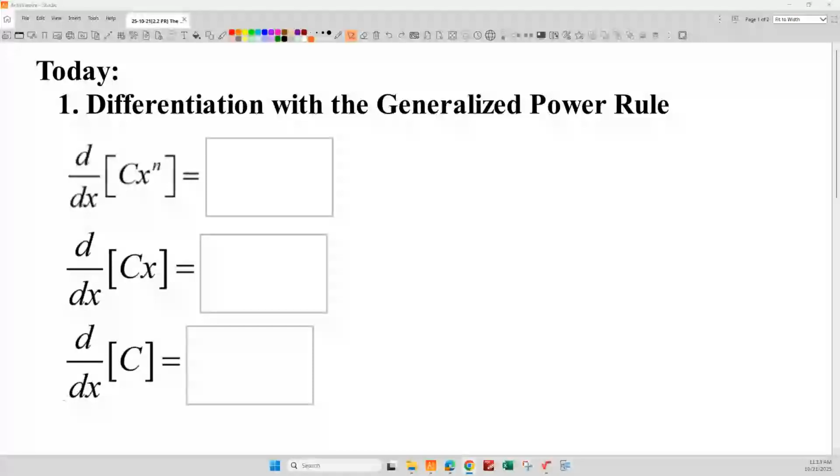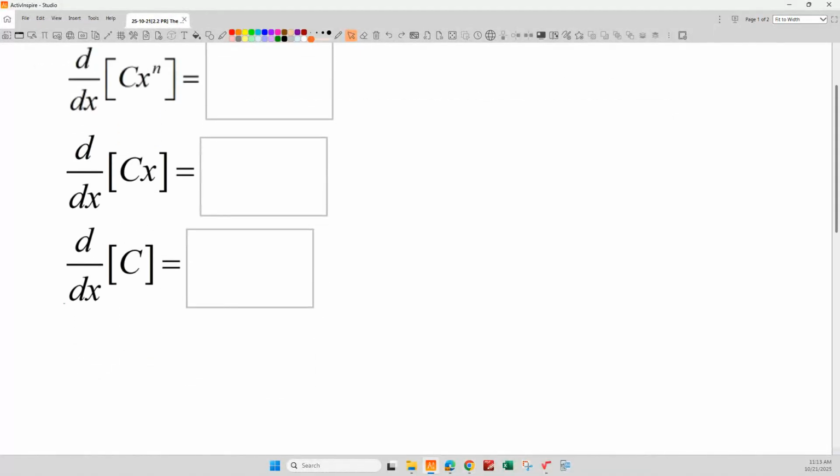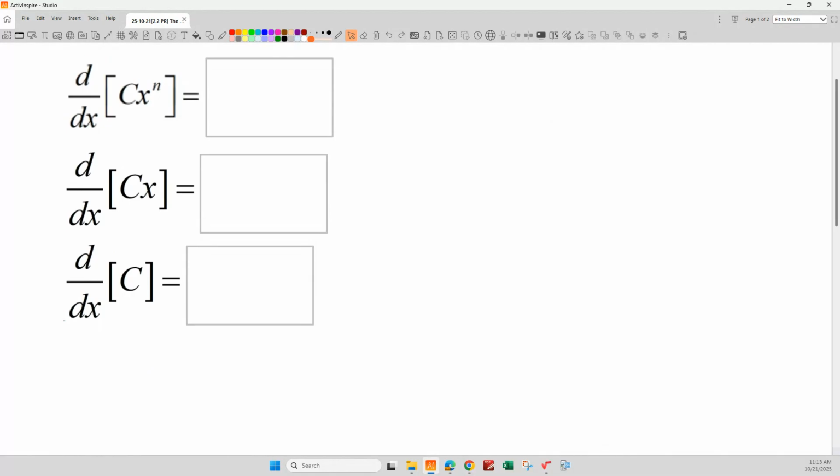Some derivative formulas, some rules. What are these? Let's start with the easy one. Start at the bottom. What's that? Okay, how do we say that, by the way? The derivative with respect to x, right? How come? Because we're differentiating with respect to x.